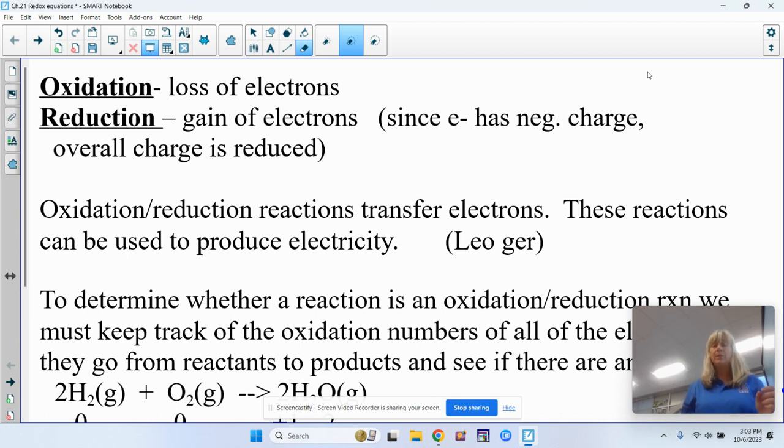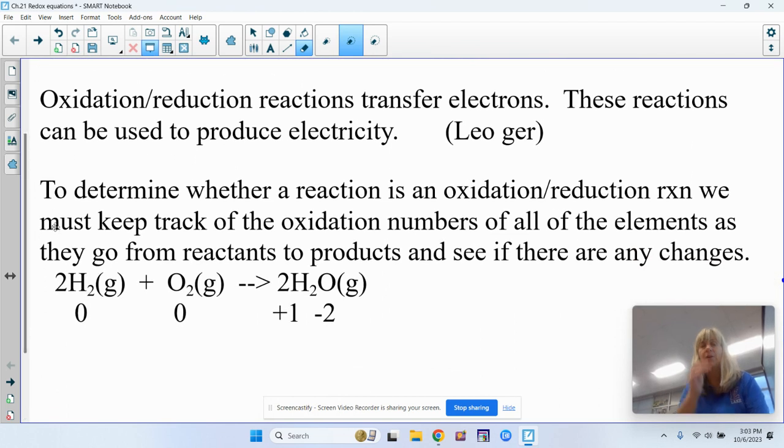Now we need to determine whether a reaction is oxidation or reduction. So then we will have to look at what the oxidation numbers are of the elements as reactants and then what they are as products to see if they've changed. And if the oxidation number changes, then we know that oxidation and reduction is happening.